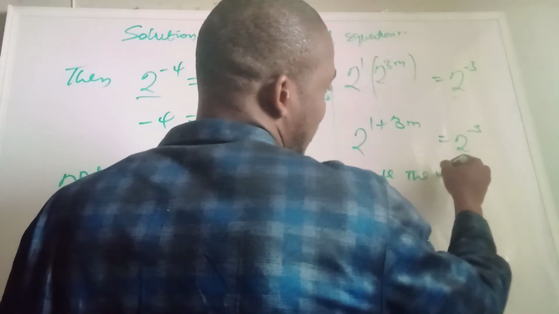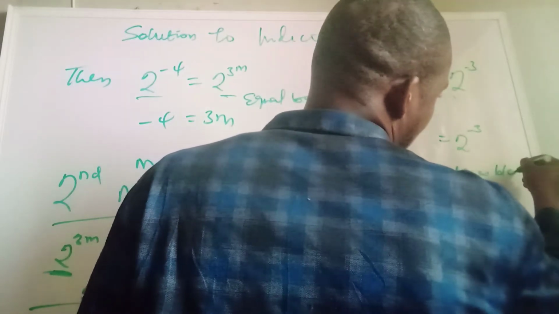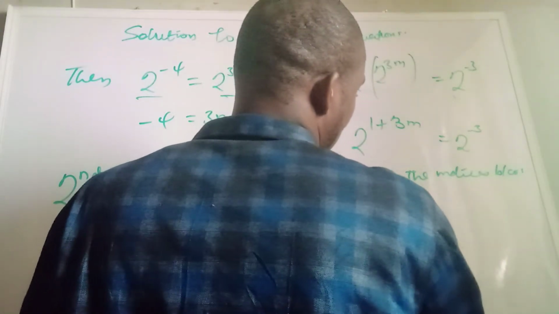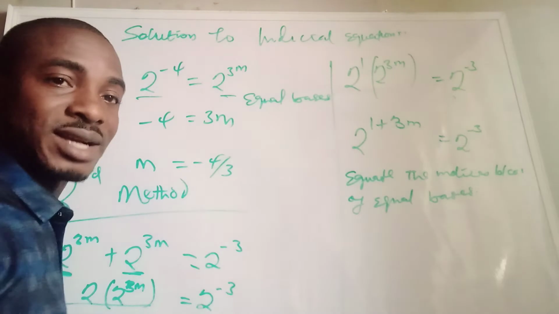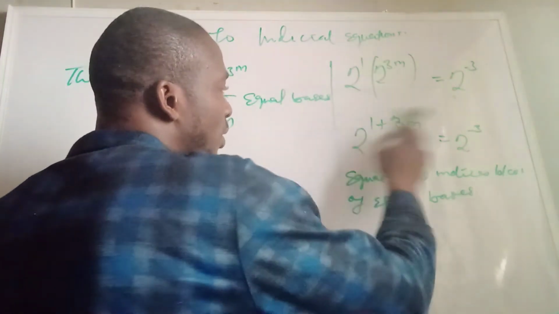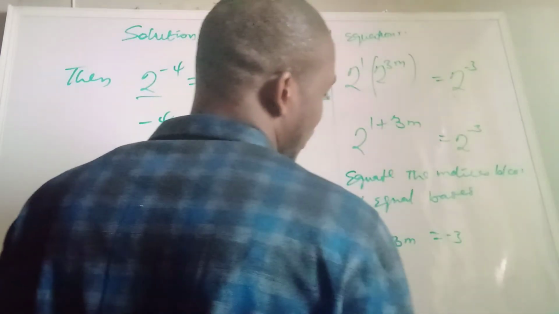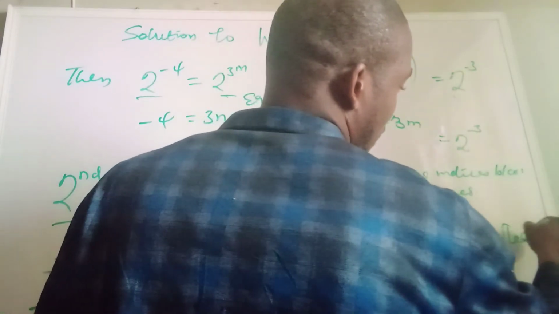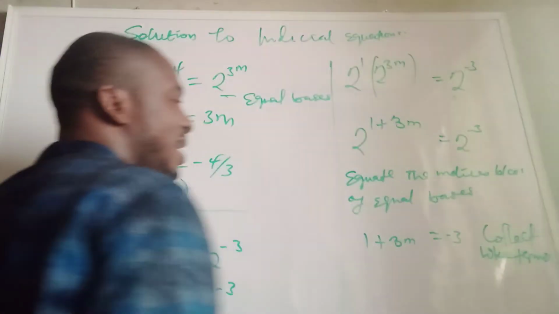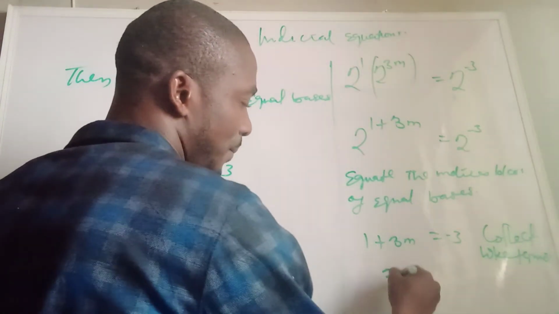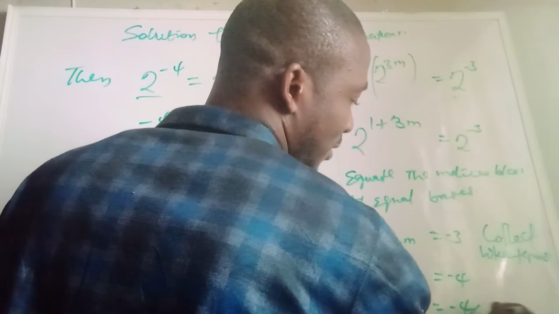Equate the index, or indexes rather, because we have equal bases. So after this, what do we do? Since we are equating the index, we have 1 plus 3m is equal to minus 3. Then we collect like terms. So while we collect like terms, we take the 1 to the other side, and we have 3m equal to minus 4. m is equal to minus 4 over 3.